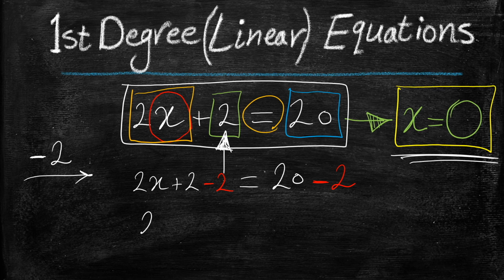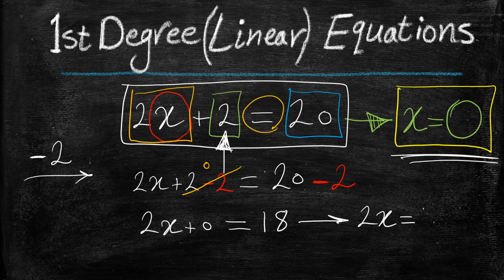Okay, now let's simplify things. The left-hand side is 2x plus 2 minus 2. So plus 2 minus 2, what's the result of that? 2 minus 2 is 0, so nothing. So 2x plus 0, that's it, equals 20 minus 2, what is that? 20 minus 2, 19, 18. So 18 is the result of the right hand side. Okay. So 2x plus 0, 0 is nothing. 2x plus nothing is just 2x. So I can rewrite this equation, simplified, as 2x equals 18.